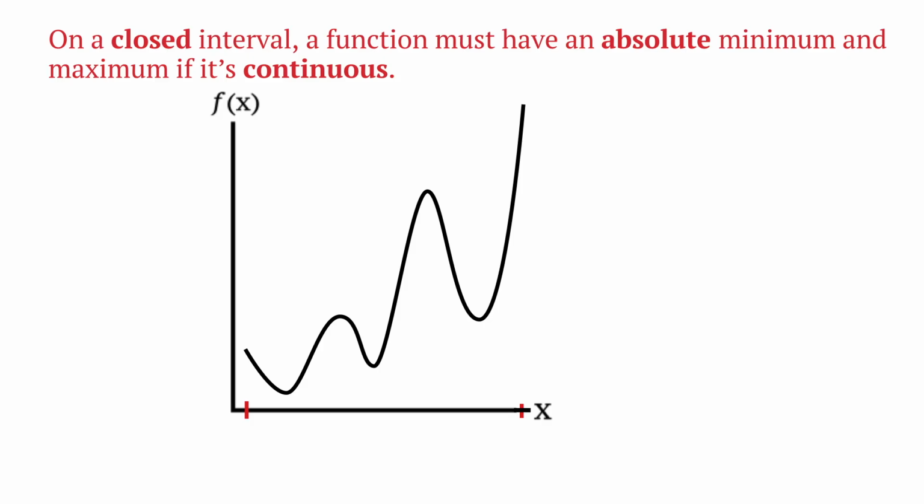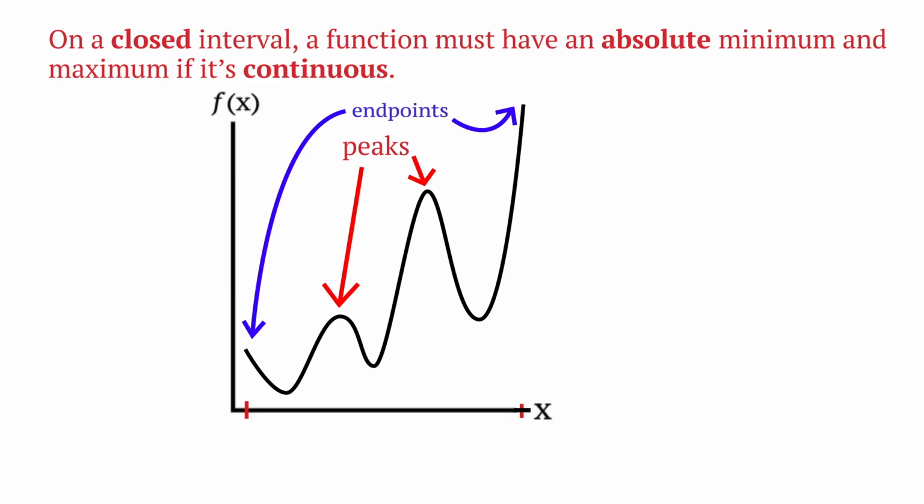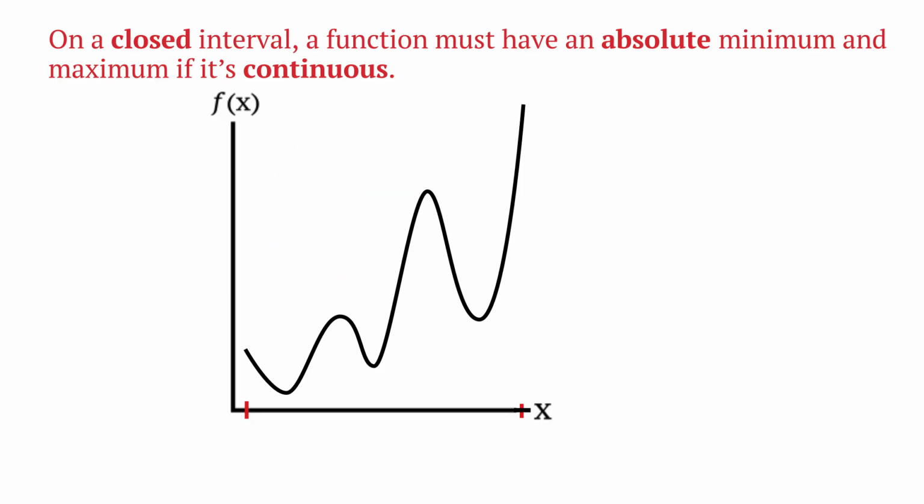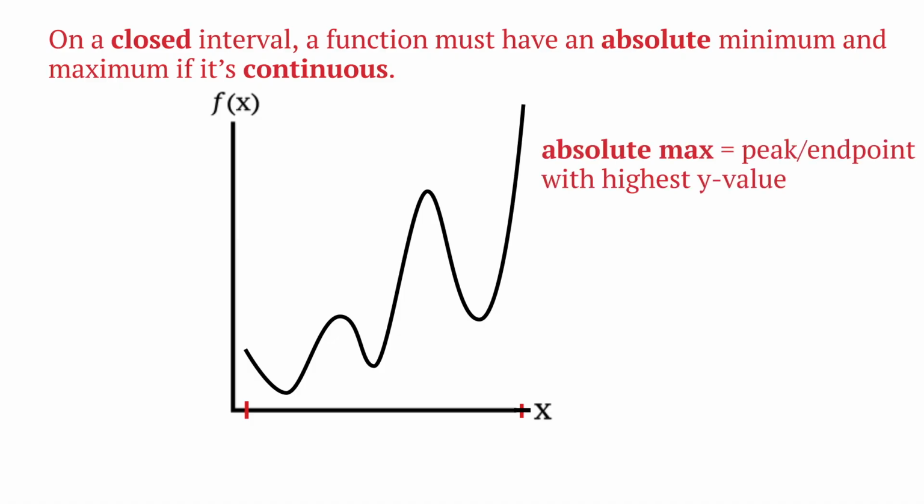Notice that over a closed interval, an absolute maximum could only occur at the peaks or endpoints of the graph. Looking at it this way, we can consider the absolute maximum point to be the peak or endpoint of the interval that has the highest y value. Setting the function's derivative to 0 allows us to solve for all the x values with the horizontal tangent line, or the peaks of the function.